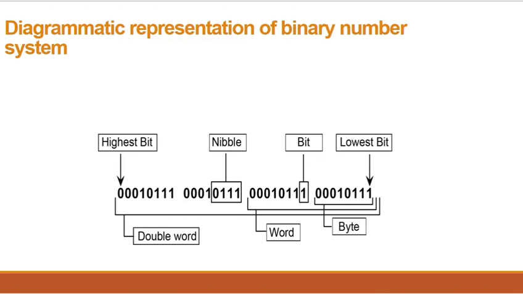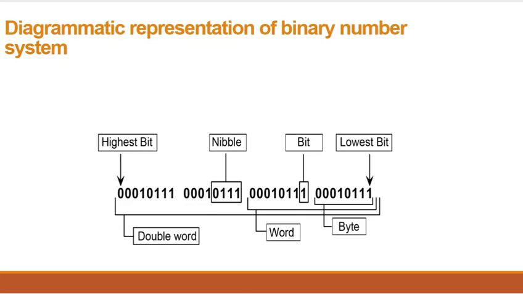Now we have the diagrammatic representation for this binary number system. Here, as you can see, a single digit, whether it is 0 or it is 1, is known as a bit, right? Group of 4 bits is known as nibble. Group of 8 bits is known as a byte. 2 bytes, that is 8 plus 8, 16 bits, is known as a word. And two words combine together to form a double word.